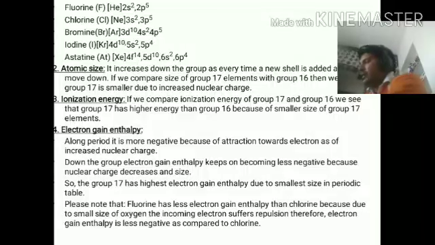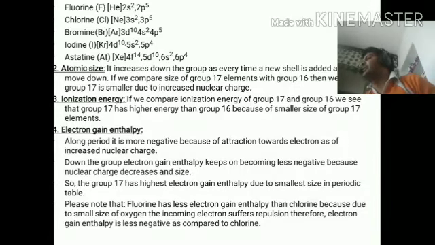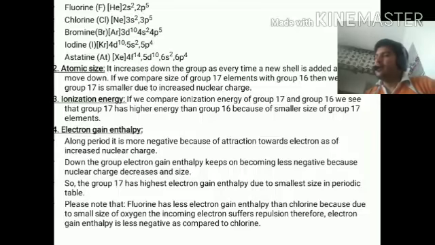Okay, and the most important note: the electron gain enthalpy of chlorine is the highest in the periodic table. Chlorine has the highest electron gain enthalpy in the periodic table because, you may say that fluorine is smaller in size. Fluorine is smaller in size, but it cannot hold the incoming electron. It has high repulsion between the electrons. That's why fluorine has a low electron gain enthalpy, but chlorine has the highest electron gain enthalpy compared to fluorine.